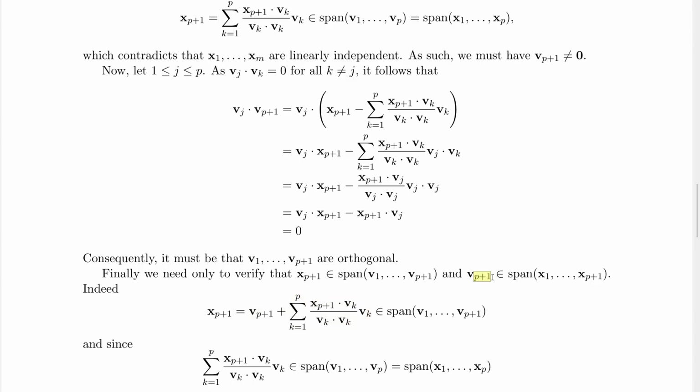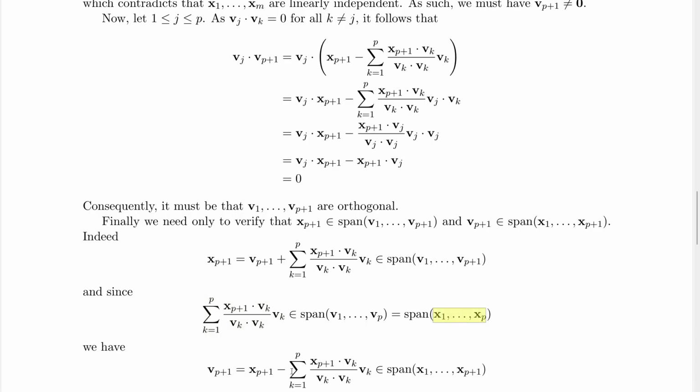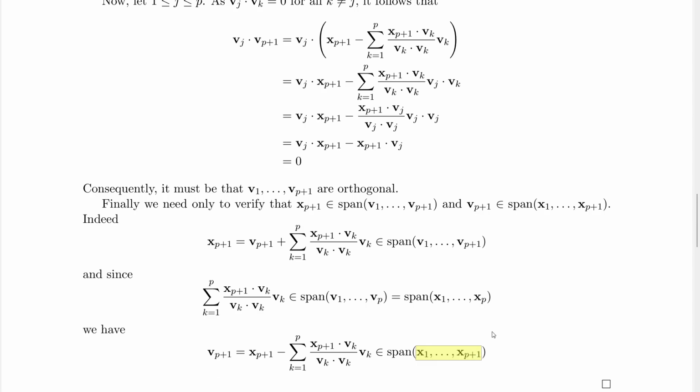So VP plus 1 is the only one we need to verify now, but that one's easy to see because this linear combo lands in the span of X1 to XP. So this is some linear combo of X1 to XP, and then when we throw this part in, well, then it belongs to that span. And that completes the proof.